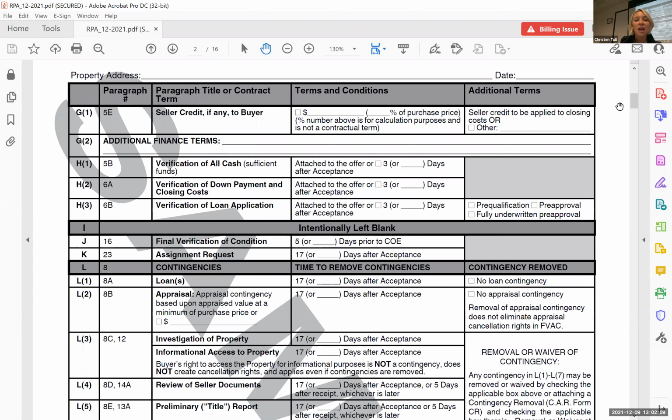Okay, so it now is written to where it's attached to the offer, boilerplate. Because why? It should be attached to the offer. Your offer is absolutely worthless to me unless I see a proof of funds. Why on earth would I ever accept your offer if I don't know that you have the ability to actually purchase it? I can't offer it to anyone else at that time, right? So proof of funds should be attached. You have this option for 3 days after acceptance.